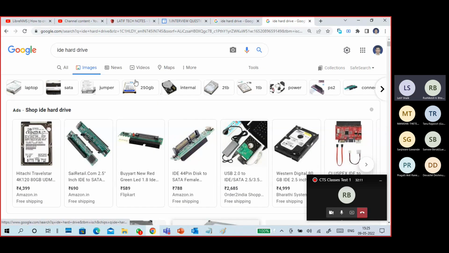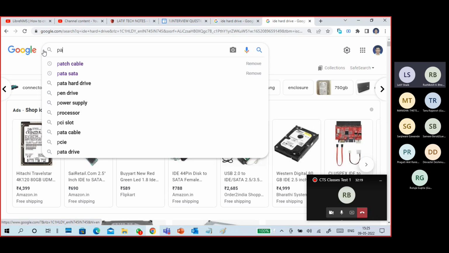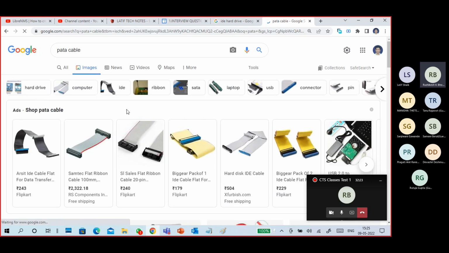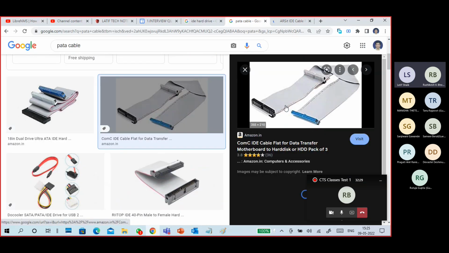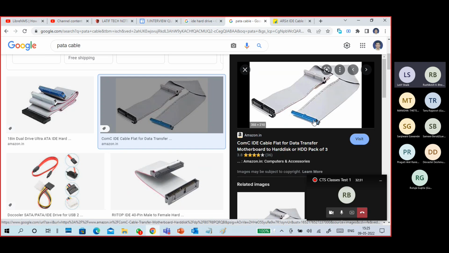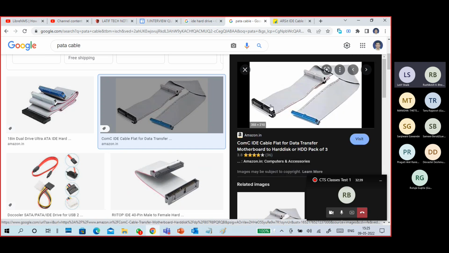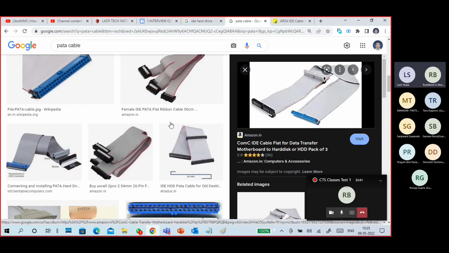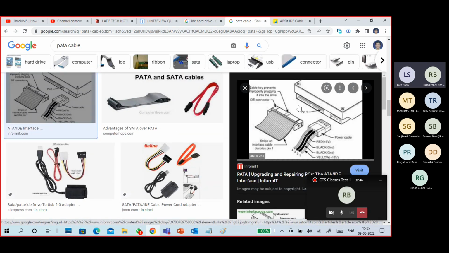So this is a SATA. This is SATA. Now I'm trying to show a PATA cable. See, the exact cable looks like that only. So here you see two connectors are there. On the other end, a single connector is there. That end goes to the motherboard. These two go to the hard disk or CD-ROM. This way you can connect two devices.